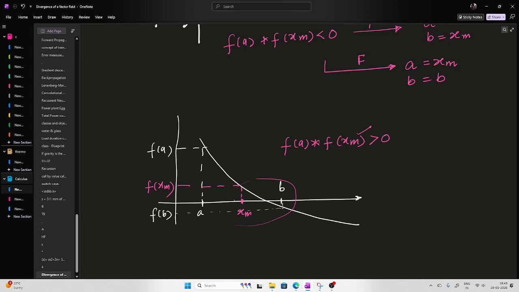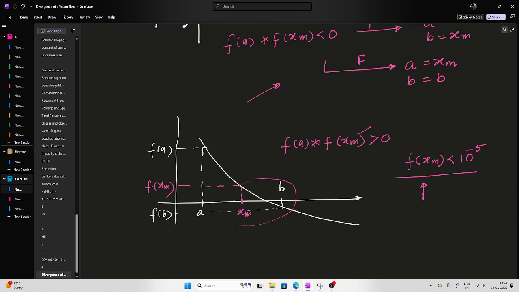Once this has been done, you will evaluate the difference between the two values, or you can also check whether the value of the function at xm is less than a certain limit, let's say 10 to the power minus 5 or 4, whatsoever is your converging criteria. If this happens, then you have your answer. Otherwise, you have to repeat these steps. Again, you have to find xm and so on.